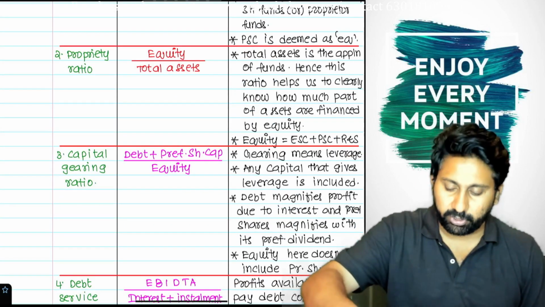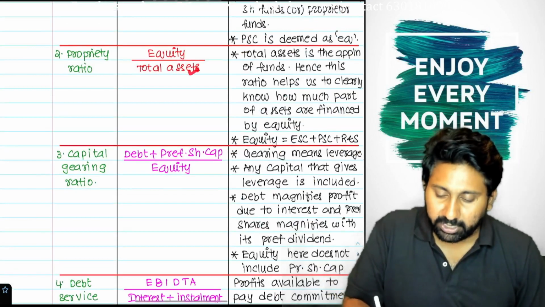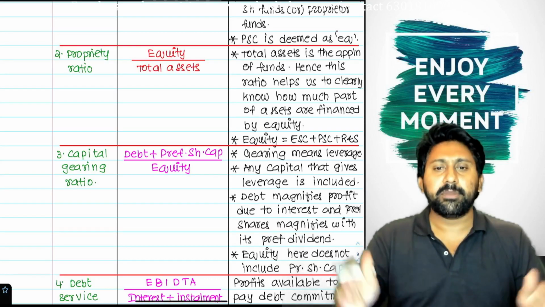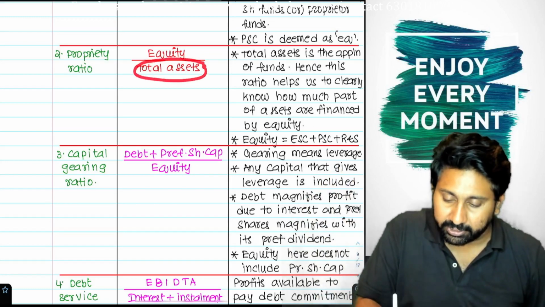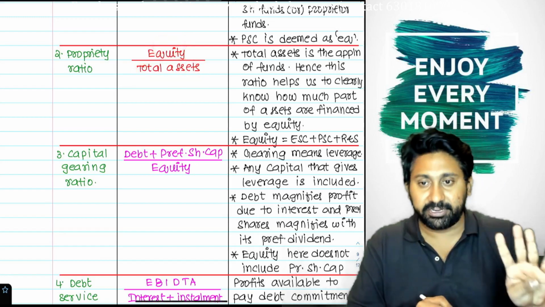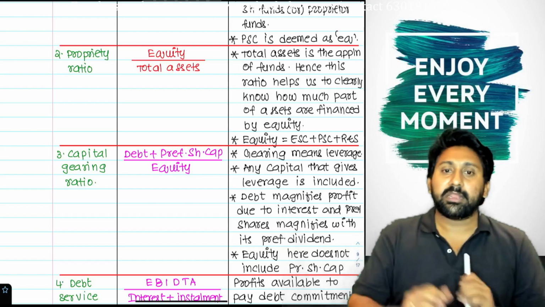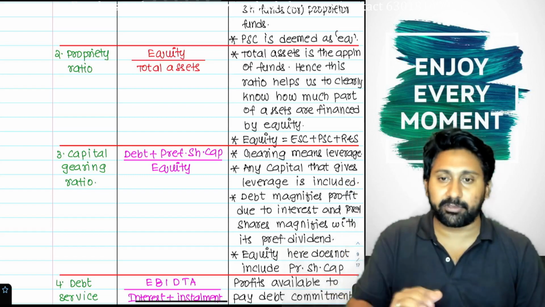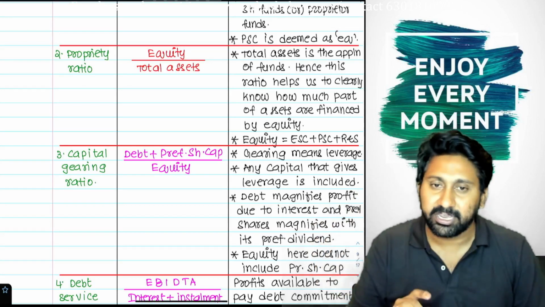Next, propriety ratio or proprietary ratio. Equity by total assets. What do you mean by this equity by total assets? Total assets means fixed assets plus current assets. Means total capital employed or application of funds. In the total application, how much application of funds belongs to the equity? Means equity share capital, reserves and surplus. That will be called equity. That means total assets of the company are 100 crore. Equity is 70 crore. What does it mean? In every asset, 70% ownership belongs to the equity.